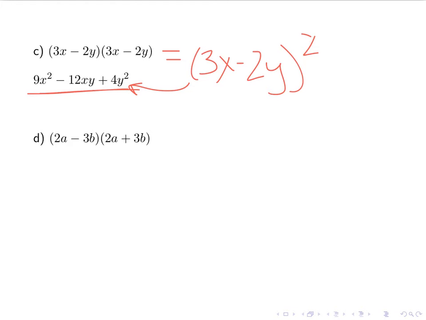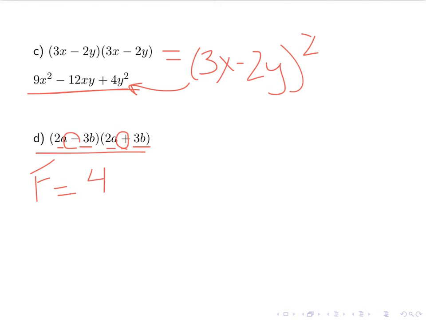So for D, this is another special type, and it's called the difference of squares, and we'll see why in a minute. But it's the same terms. I have a 2a and a 2a. I have a 3b and a 3b, except one is being subtracted and one is being added. So that's going to be the important distinction here. It's not a binomial being squared because the signs are different. So let's see how that changes it.